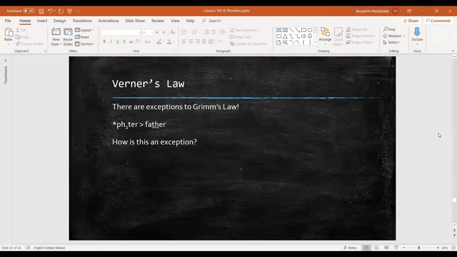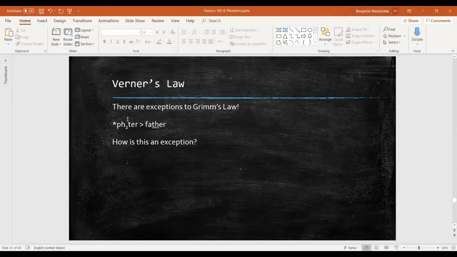Now let's talk about Verner's law, one of the biggest exceptions to Grimm's law. So let's look at this example that we've seen earlier in this set of videos. Here we have the Indo-European reconstructed word for father, which becomes the English word father. I insist that this is an exception to Grimm's law, even though it's one of the first examples that you tend to learn when discussing Grimm's law. And I've underlined these two letters to help you think why that may be the case.